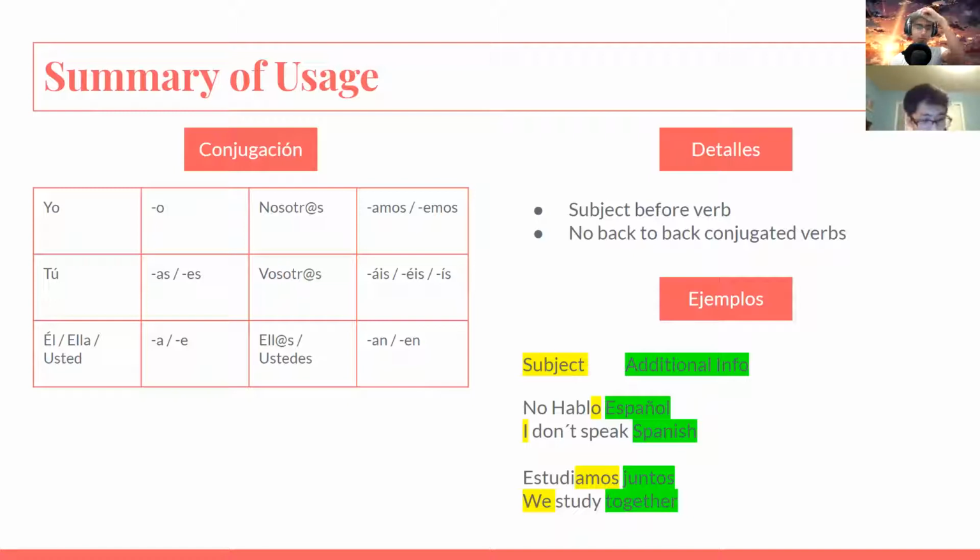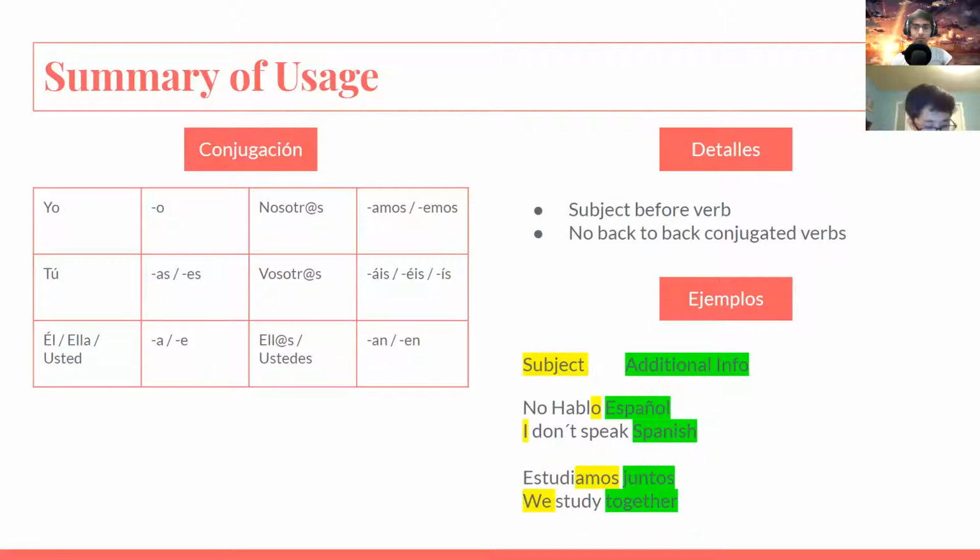verbs in the present indicative is for yo, you put an o at the end. For tú, you put an as or an es at the end, depending on whether it is ar or er or ir. For él, ella, usted, you put an a or an e at the end, depending again whether it's ar, er, or ir.